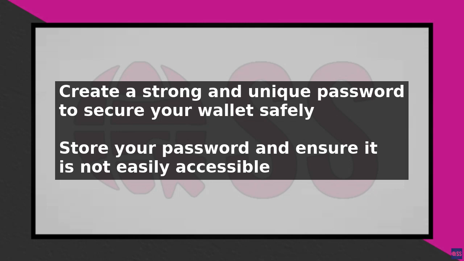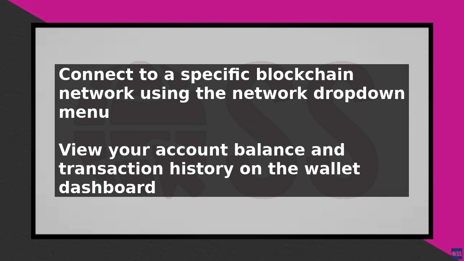To connect to a specific blockchain network, such as Solana, click on the Network drop-down menu and select the desired network. To connect your Phantom Wallet to a decentralized application or website, go to the website and click on the Connect Wallet button. Select Phantom Wallet from the list of available wallets and confirm the connection on the Phantom Wallet pop-up. Make sure to always verify the website URL and the connection request to avoid any potential phishing scams.